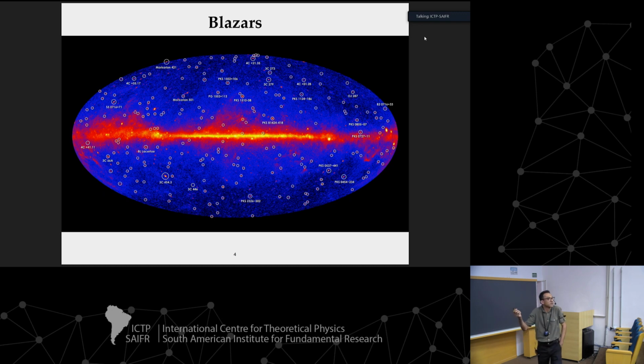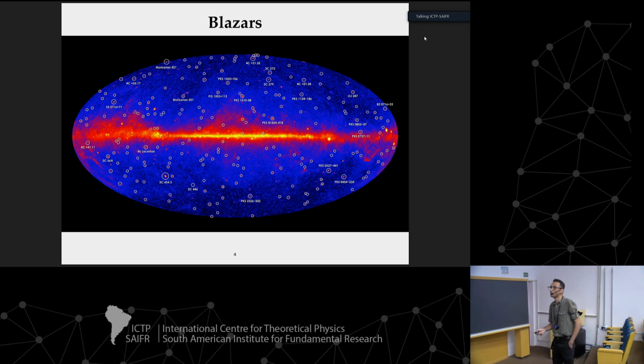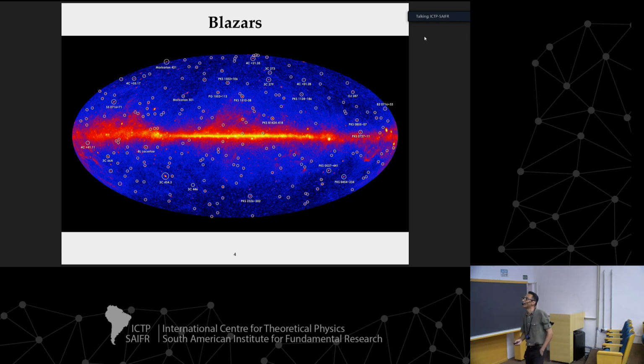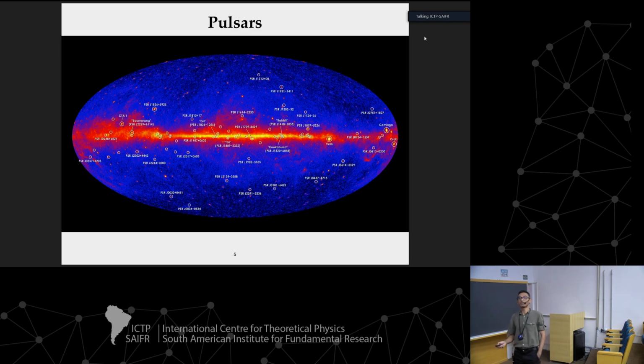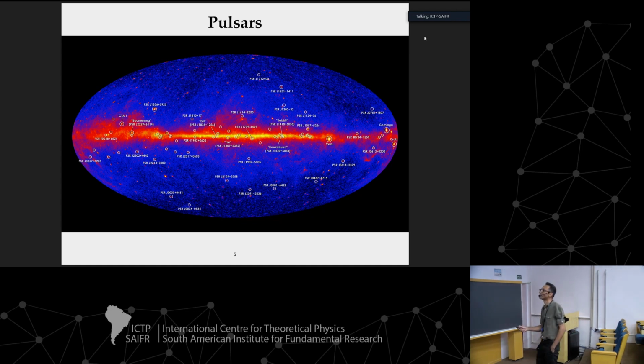And here is an example, blazars, these AGNs that I'm going to talk a little bit more about in a few minutes. So blazars are seen as point sources in the Fermi all-sky map. They are all over the place, so their distribution is cosmological. You see pulsars, very correlated with the galactic plane. So these are galactic pulsars. You can also see some pulsars at high galactic latitude.